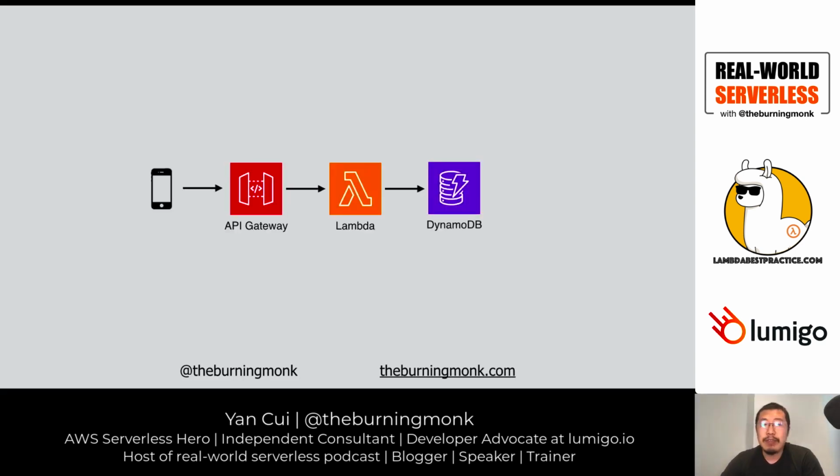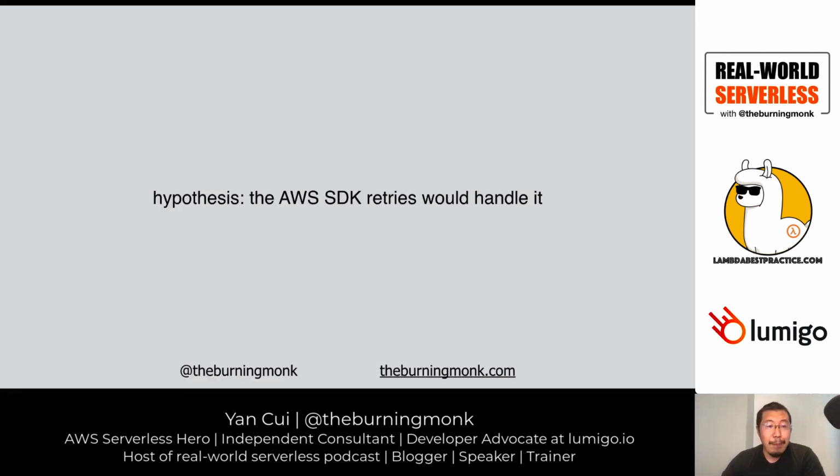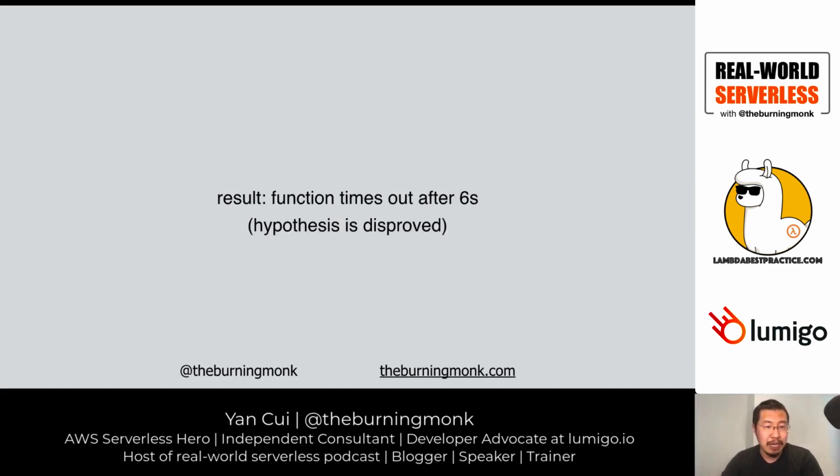So in this case, again, very simple setup. We've got API Gateway, Lambda, talking to DynamoDB, and our function to fetch some restaurants from DynamoDB is, again, very simple. Just one API operation against DynamoDB. And the hypothesis is that, well, if something happens, that's fine. The AWS SDK has got built-in retry with exponential backoff and all of that. So everything should be handled just fine without us having to do anything. You run it, and it turns out it didn't work.